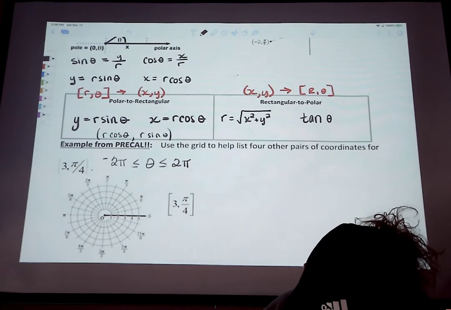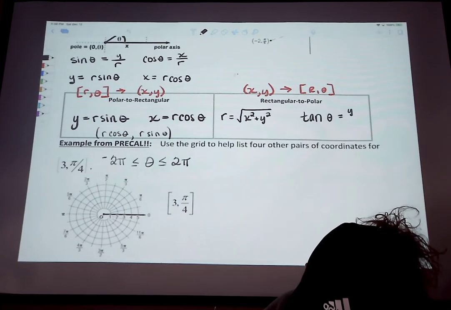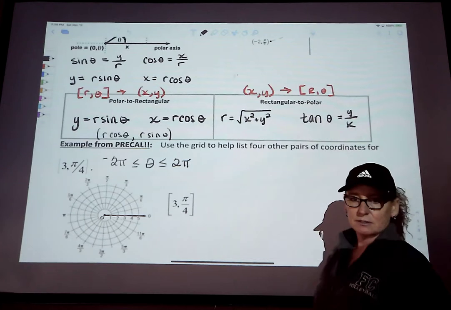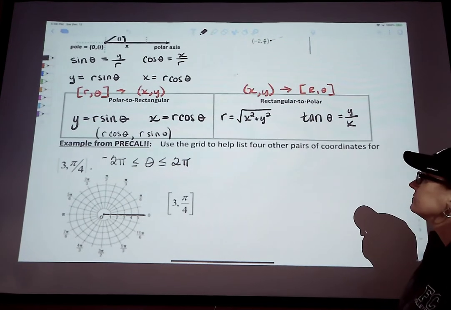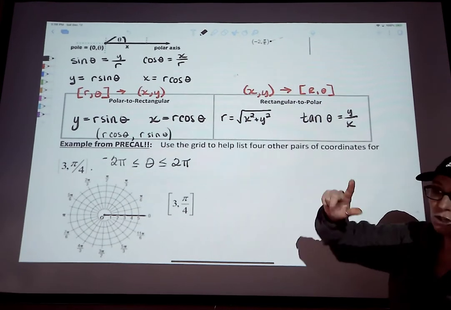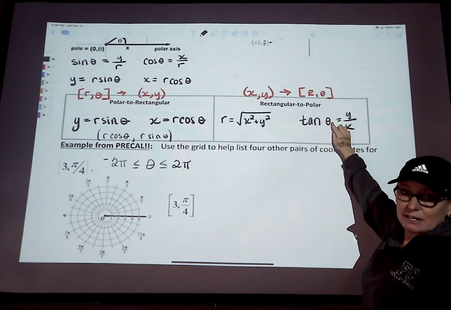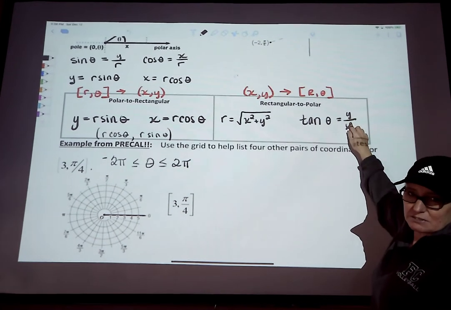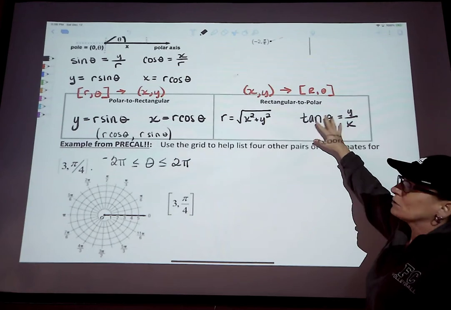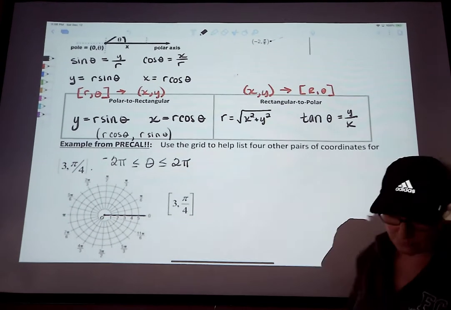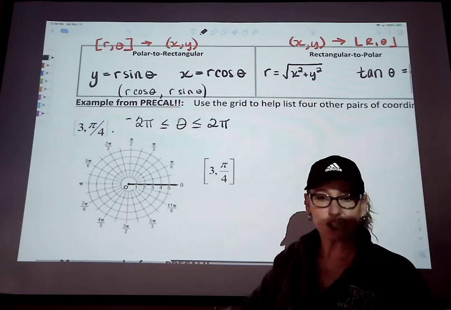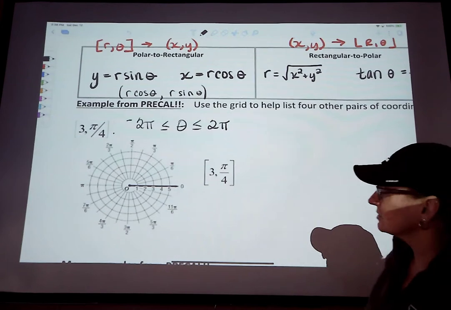Tangent of theta is going to be opposite over adjacent. Usually I just use a reference angle. That way I don't have to deal with positives and negatives here, but we'll do that in a minute. All right, a little bit of practice just naming polar coordinates.